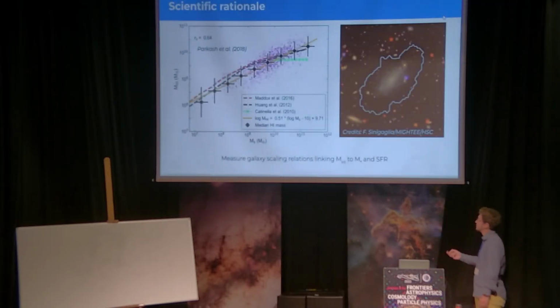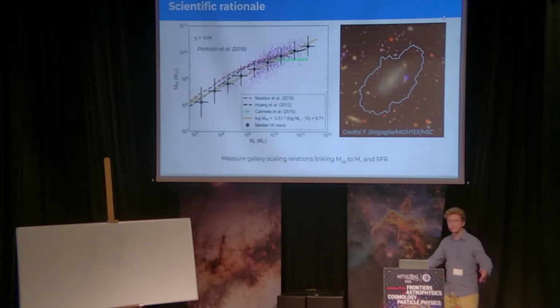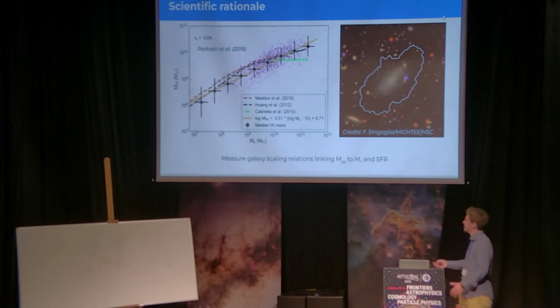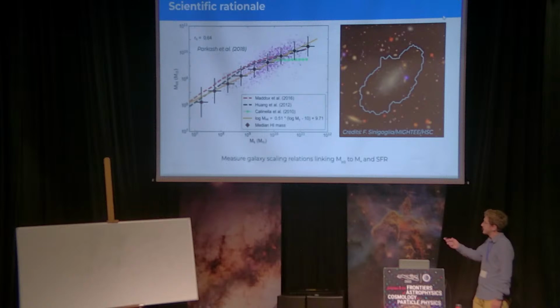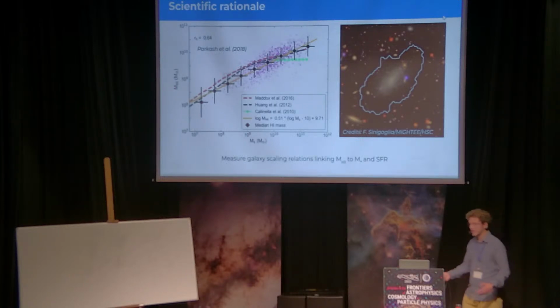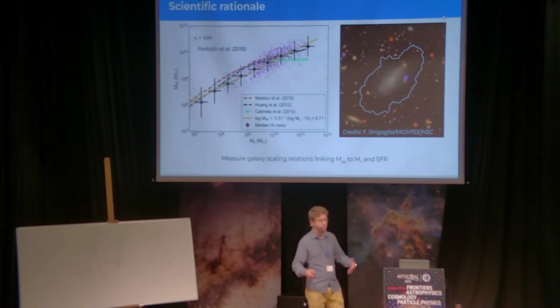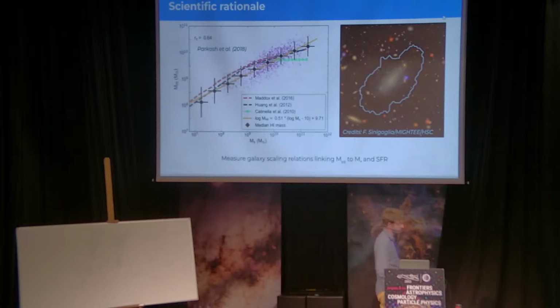So the scientific rationale is fairly simple. As in every field of physics, we want to measure a scaling relation linking different quantities. In this case, these quantities are properties of galaxies. So in principle, gas mass, stellar mass, star formation rate, and could be others. It's very important to know about scaling relations of neutral hydrogen because it's essentially the quantity that forms molecular hydrogen, which in turn forms stars. So of course in galaxy evolution it is very important.